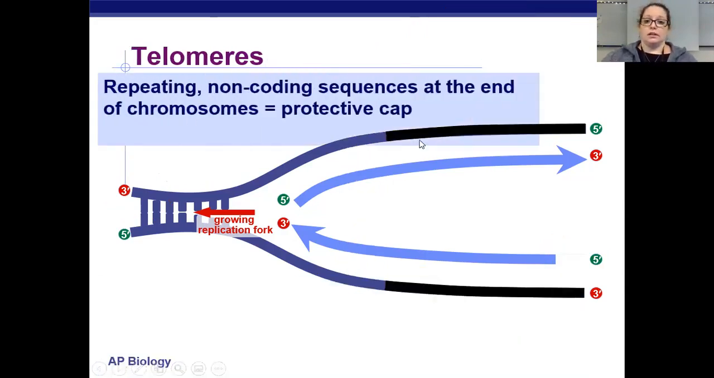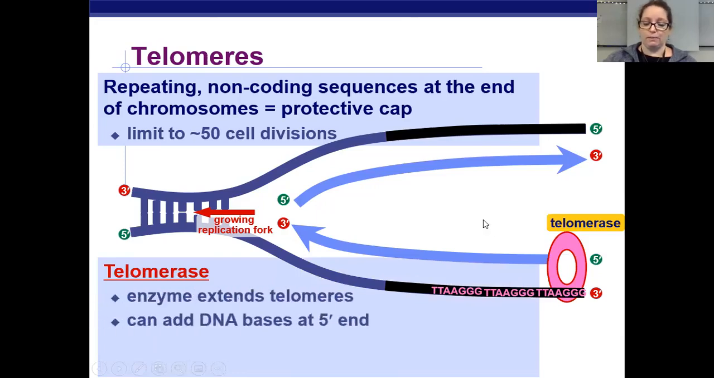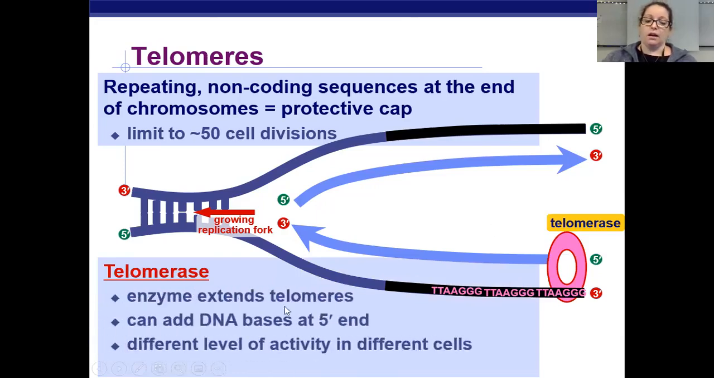So telomerase, these are that nonsense DNA. Telomeres are what the nonsense DNA is called, that cap our chromosomes. And then you have telomerase that extends them with every replication. It has different levels of activity in different cells.